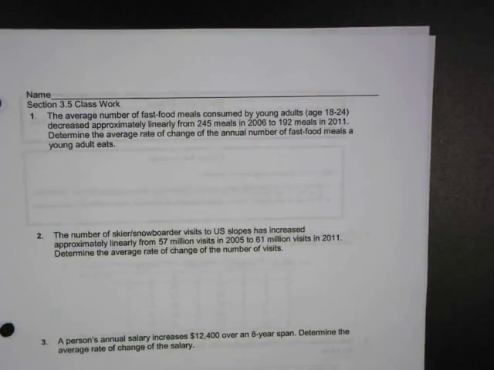The average number of fast food meals consumed by young adults, people 18 through 24, decreased approximately linearly from 245 meals in 2006 to 192 meals in 2011. Determine the average rate of change of the annual number of fast food meals a young adult eats. What does that mean? Average rate of change. Slope. It happens to mean exactly the slope. But that's not usually the answer people give me. But that was a very good answer.